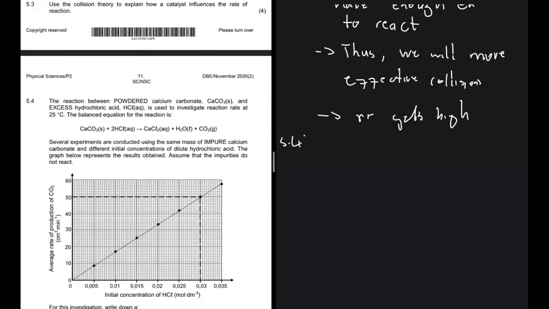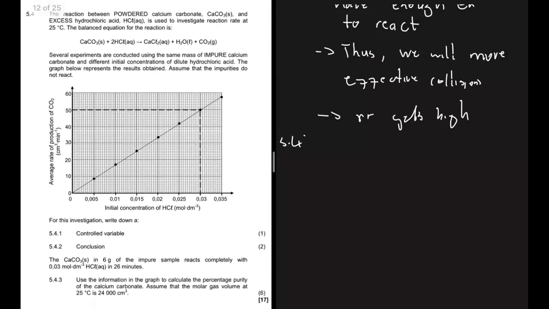So we have a reaction between powdered calcium carbonate and excess hydrochloric acid. It's used to investigate reaction rate at 25 degrees Celsius. And then we have a balanced equation down there. Several experiments are conducted using the same mass of impure calcium carbonate, with different initial concentrations of dilute hydrochloric acid. Then the graph represents the results. And we should assume that there are impurities that do not react.